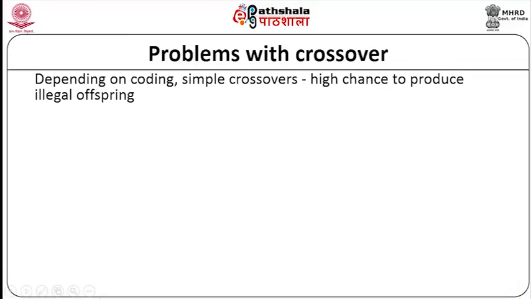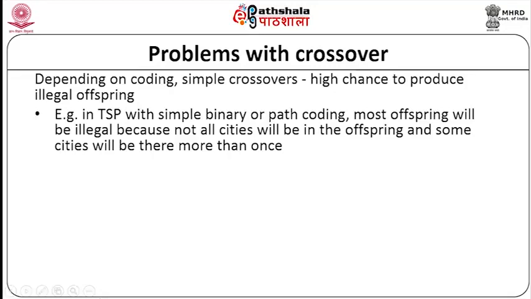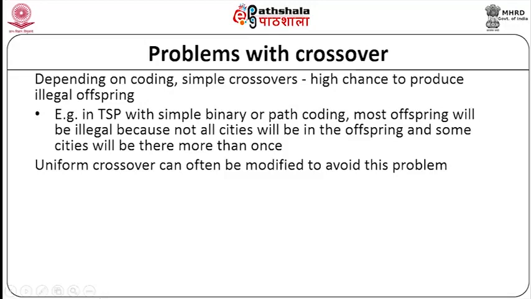Now, what are the problems with crossover? Depending on coding, simple crossovers have a high chance to produce illegal offspring, that is a problem. An example is, depending upon the application, for example, in the traveling salesman problem or the so-called TSP problem, with simple binary or path encoding, most offspring will be illegal, because not all cities will be in the offspring, and some cities will appear more than once, you will visit them more than once. In traveling salesman you do not do that.